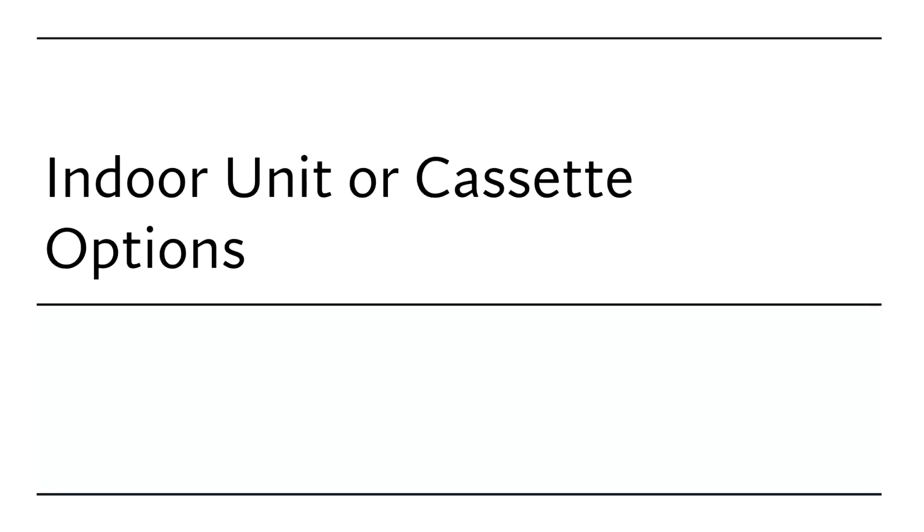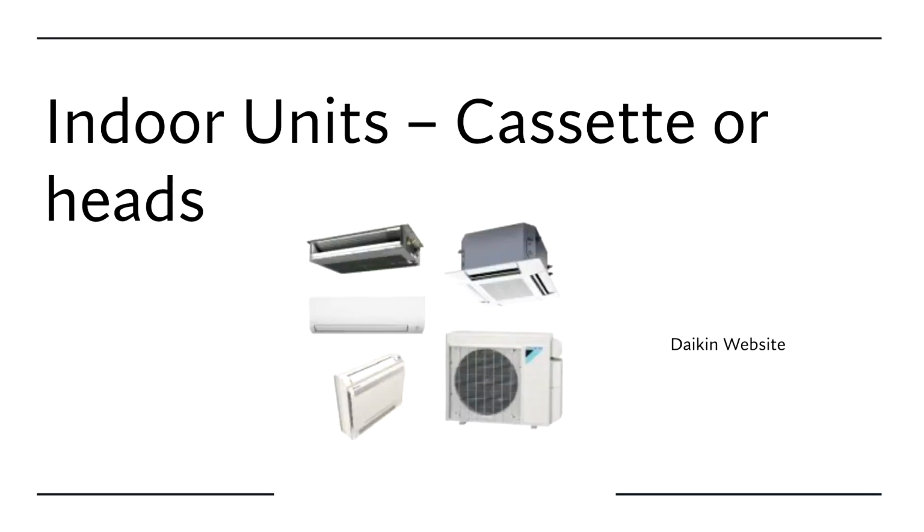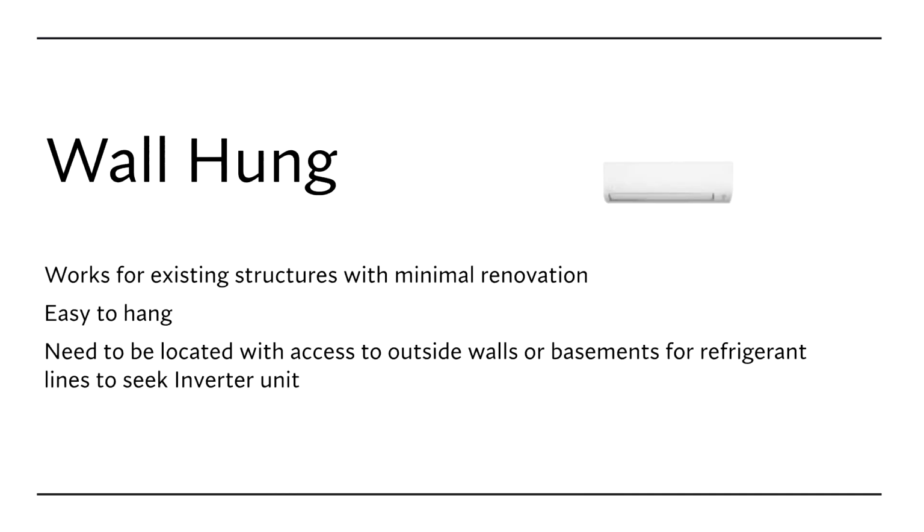All right, we have multiple options when it comes to the indoor units or the cassette, and I'm going to show those to you. We're going to go through each of these individually. I have a Daikin system, so that's why I chose Daikin, but you don't have to have that one. They all pretty much come the same way. So, wall hung units. And I showed you an example of the Daikin wall hung that's in mine. Go back and look at that.